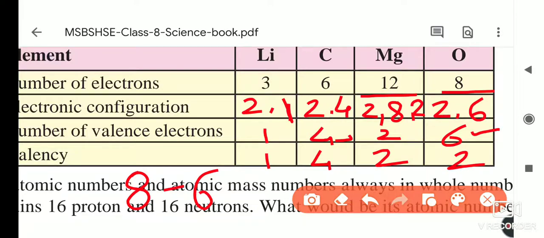Always, if the number of electrons in the outermost orbit is more than 4 and less than 8, then we have to subtract that number from 8, and whatever the answer is, that is its valency. So all of you note this down. Okay, written. We'll see the next part now.